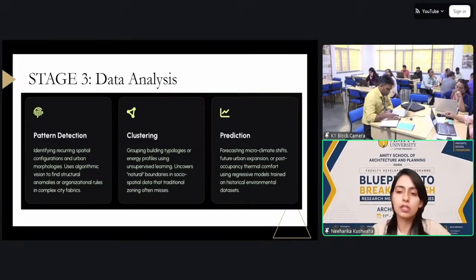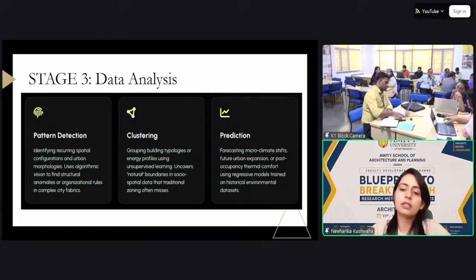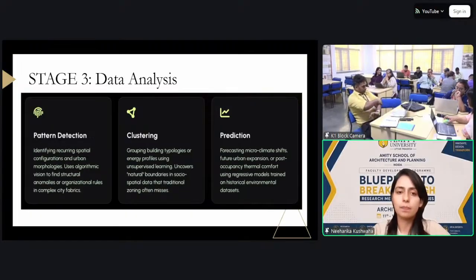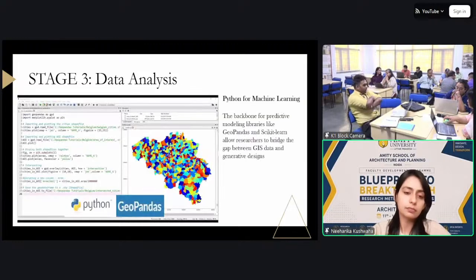And lastly, the prediction, so that you can forecast how these shifts would be there, how the future urban expansion might happen, how post-occupancy thermal comfort might be, using the regressive models that are trained on this kind of data. So data analysis helps you out there. Let's see some of these tools.